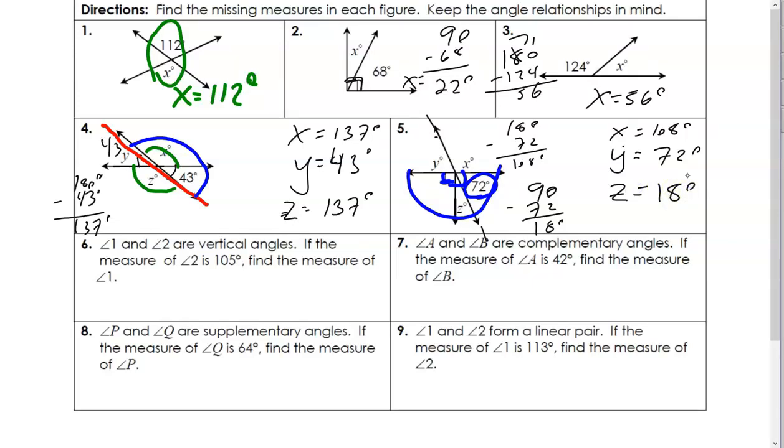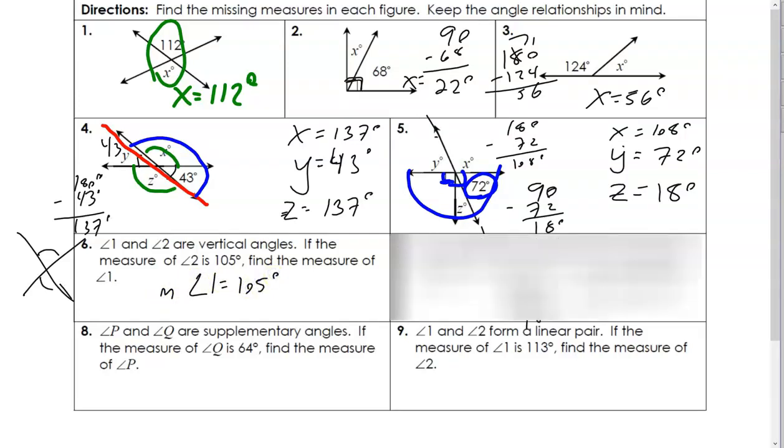All right, number 6, angle 1 and angle 2 are vertical angles. If the measure of angle 2 is 105, find the measure of angle 1. So we go back to vertical angles, and we know that vertical angles are always congruent. So if angle 2 is 105, the measure of angle 1 also has to be 105 degrees.